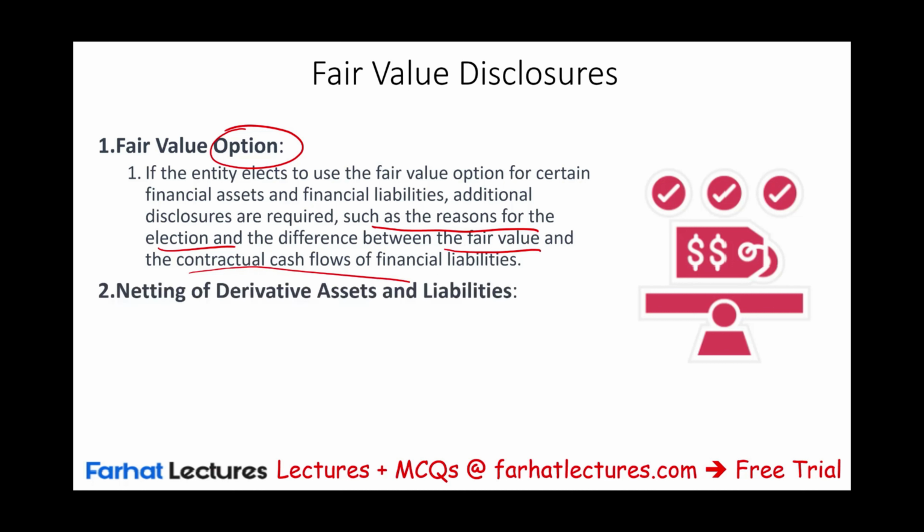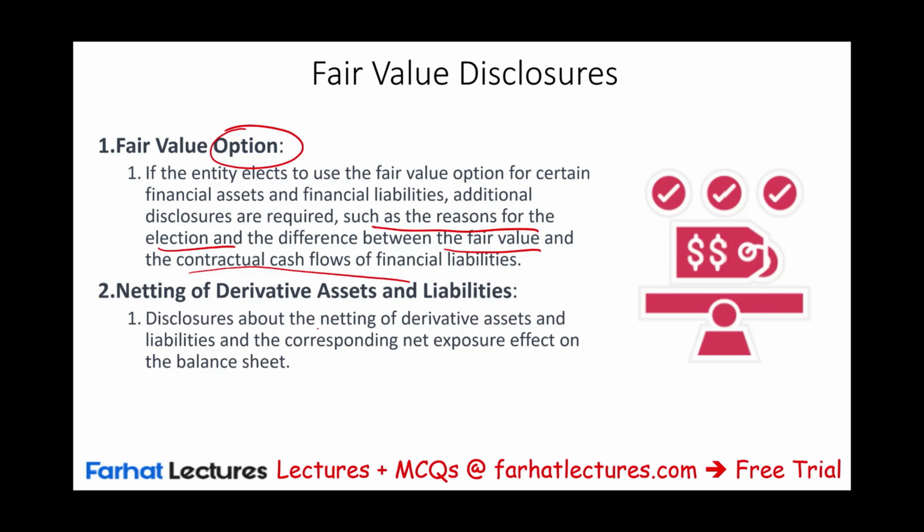If you have derivatives, there is disclosure about netting the derivatives and the liabilities and the corresponding net exposure effect on the balance sheet. You have to tell me, how did you come up with that netting? Because sometimes when you net them out, it doesn't look bad, but each derivative on its own could have created a lot of risk.